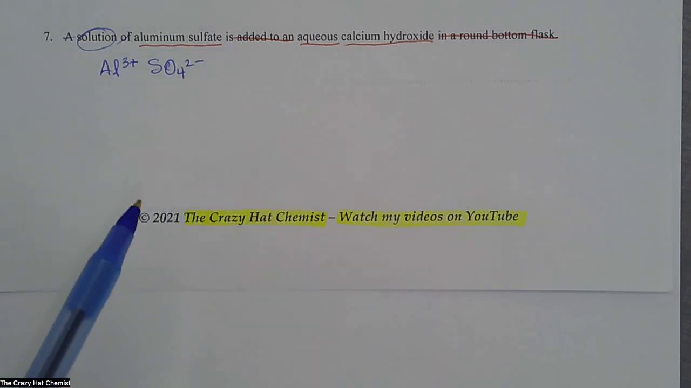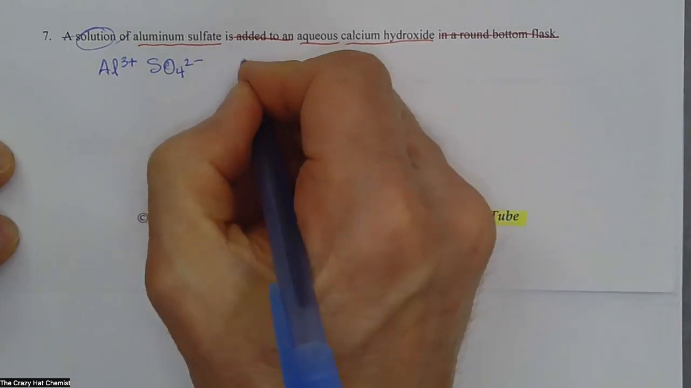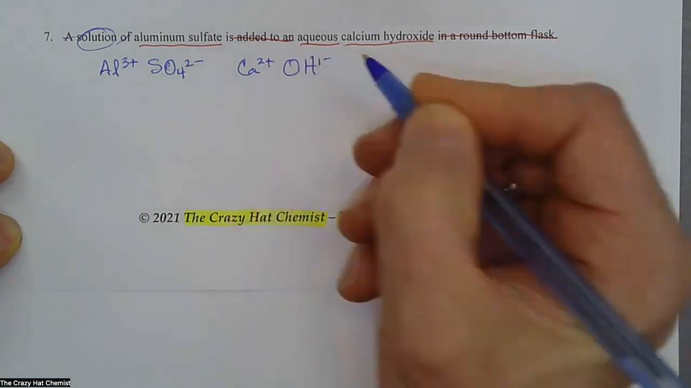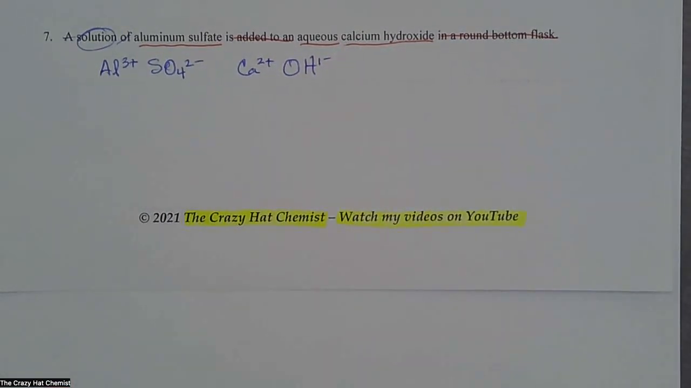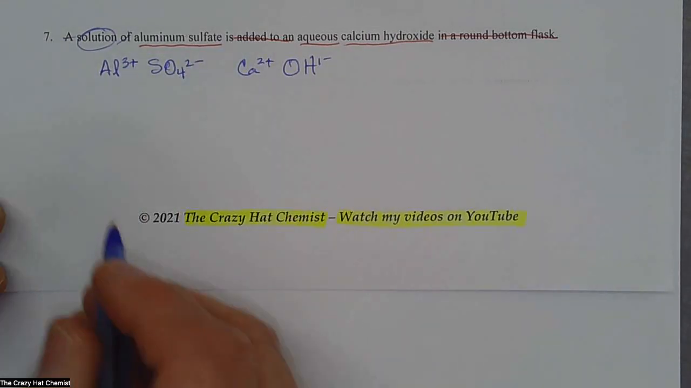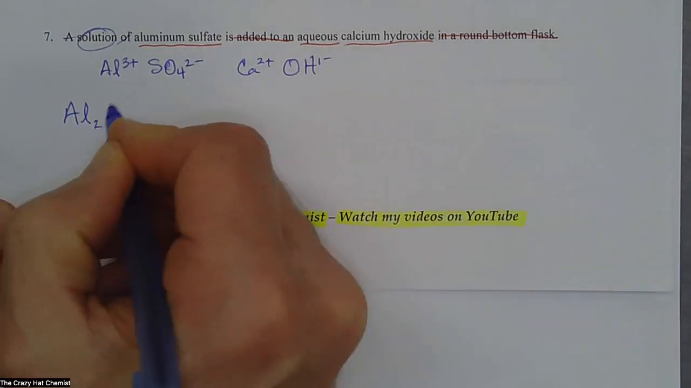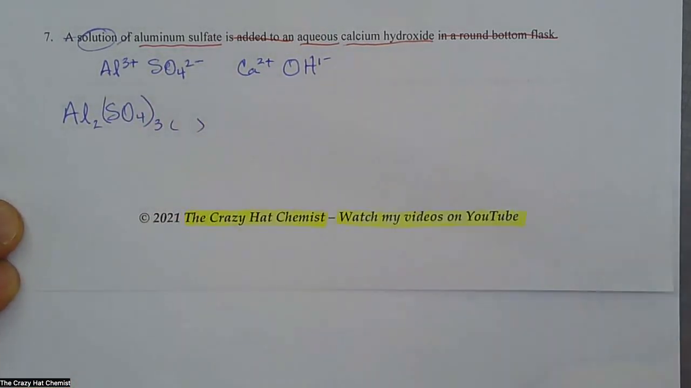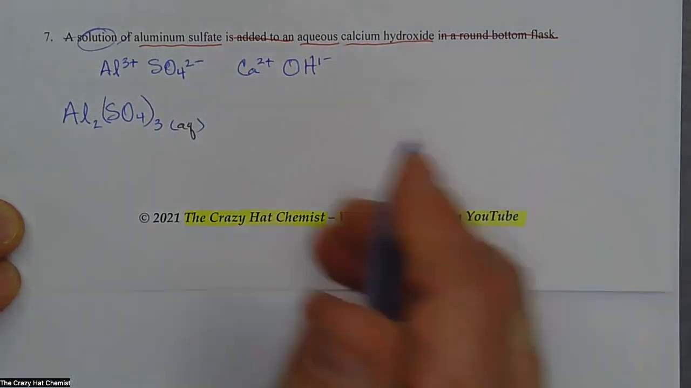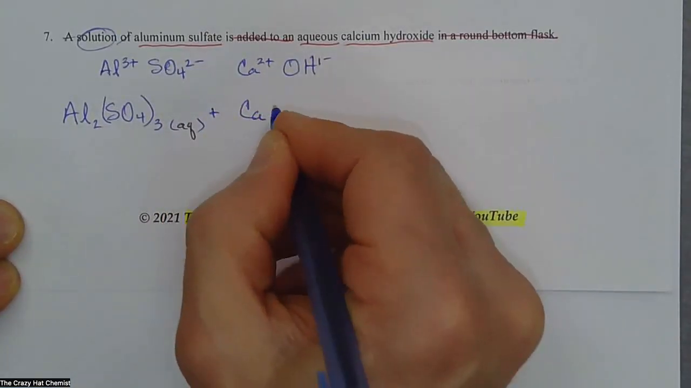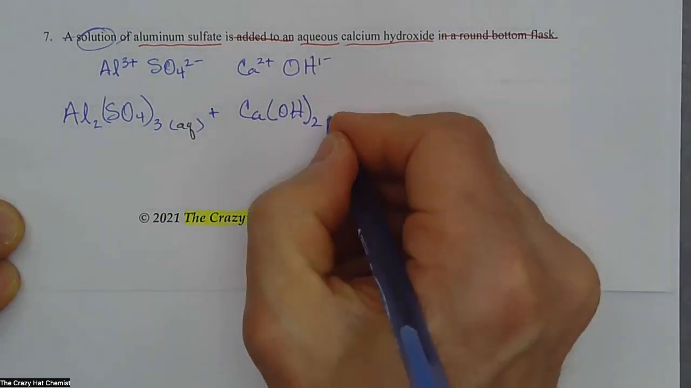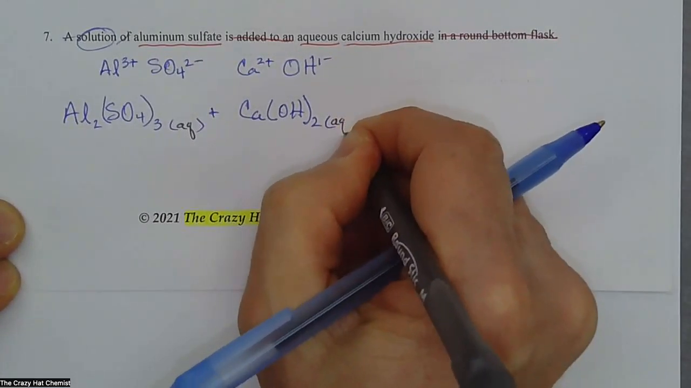And of course, sulfate is a polyatomic ion, so you just have to flat out memorize that. And then it says calcium hydroxide. Calcium is a group 2, so that's a 2+ charge. Hydroxide is a polyatomic ion, a 1- charge. I'm going to take the absolute value of the numbers, flip them, bring them down, and I get Al2(SO4)3. It says it's a solution, so we're going to write aqueous, plus Ca(OH)2, and it says aqueous, so we're going to write aq.